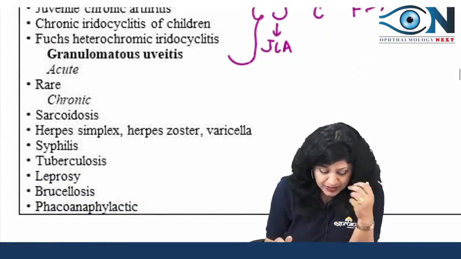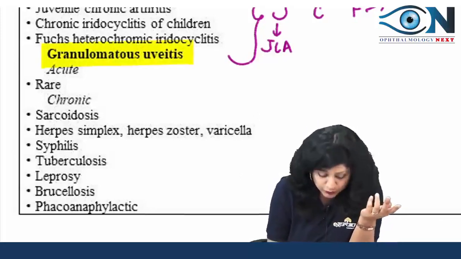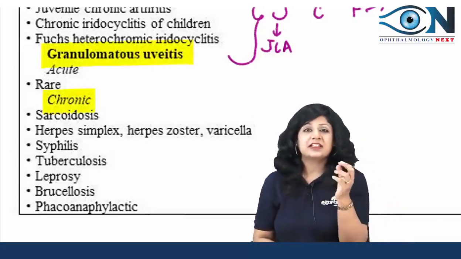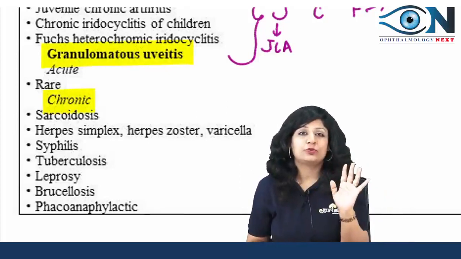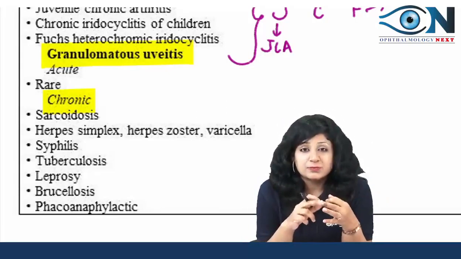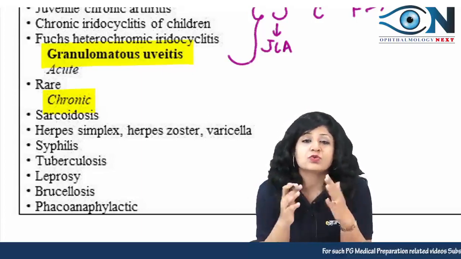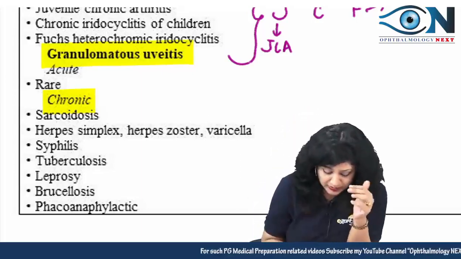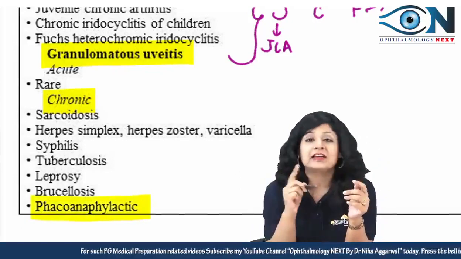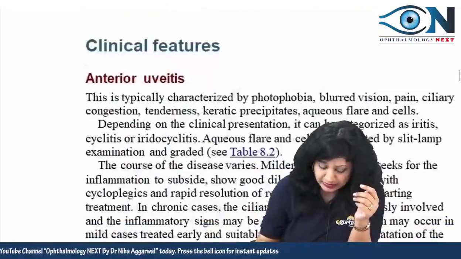Then we have got the granulomatous. In granulomatous, acute is very, very rare, so go for the chronic. And this is I think very easy because you know all the granulomatous diseases, like we have sarcoidosis, syphilis, toxoplasmosis, leptospirosis, leprosy, brucellosis. So all these things are your chronic ones. Remember the phakoanaphylactic, that is also a chronic one. Okay. Now coming to the clinical features.